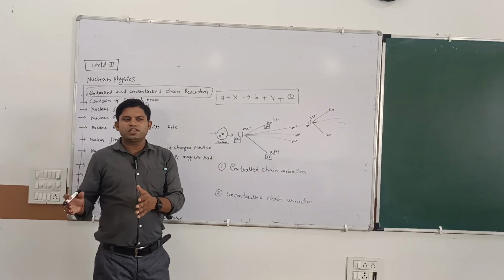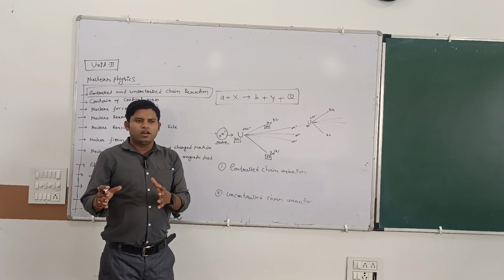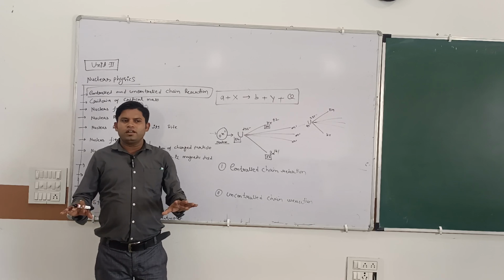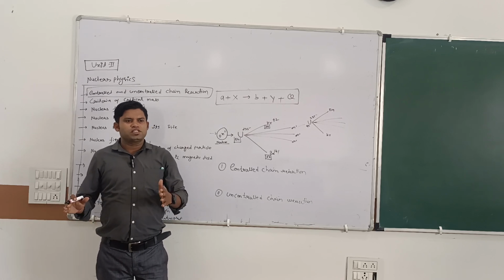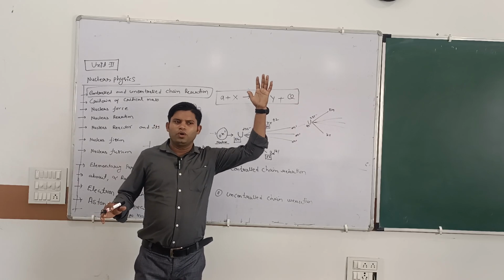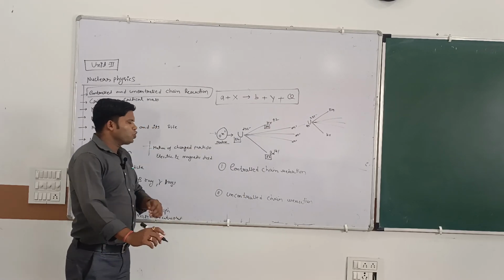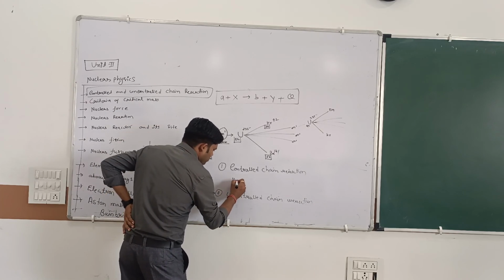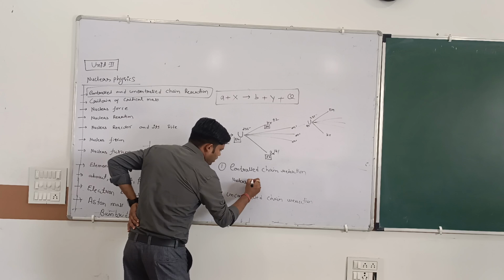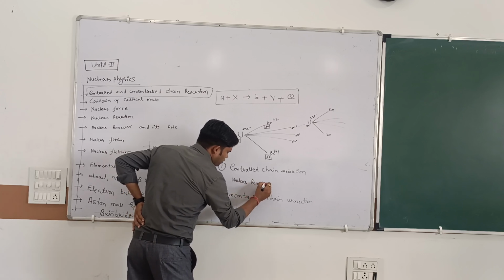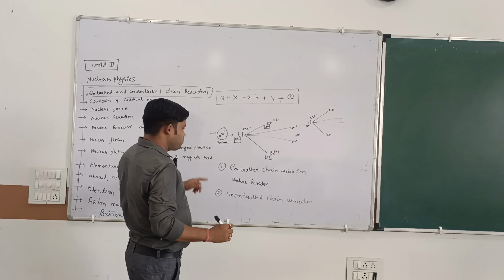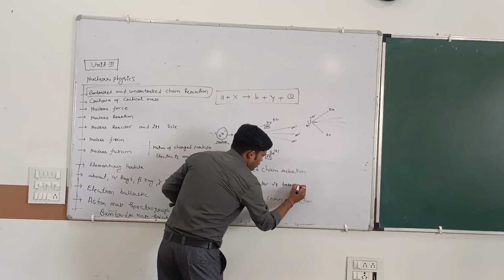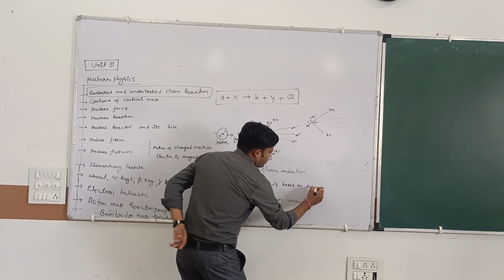What is the difference? In a controlled chain reaction, the reaction is controlled. But in an uncontrolled chain reaction, it is not controlled. Just continue. What is the example of a controlled chain reaction? Nuclear reactor is based on this principle.